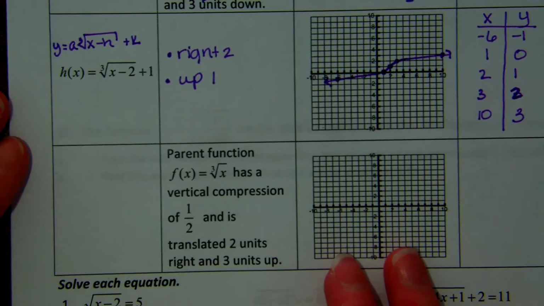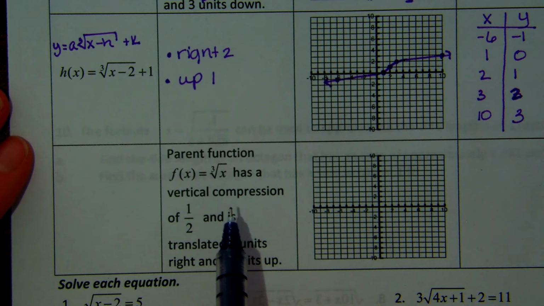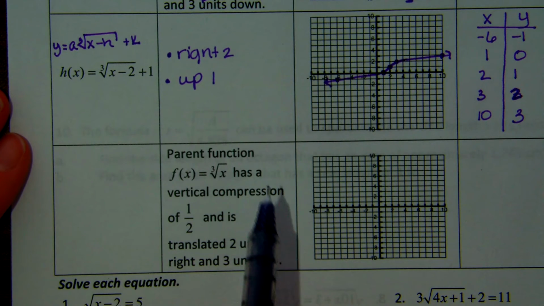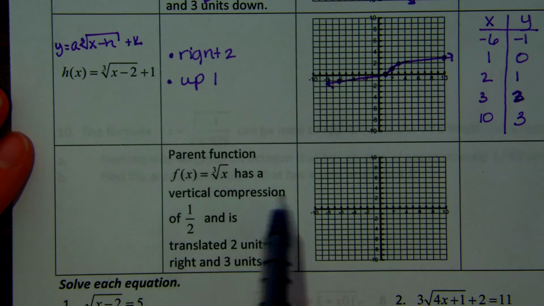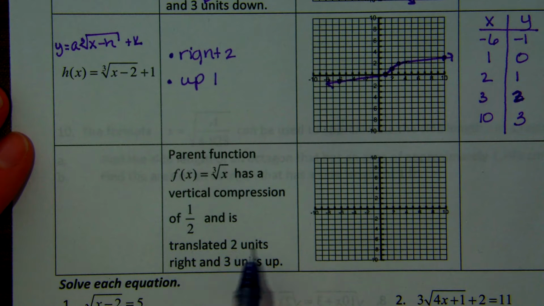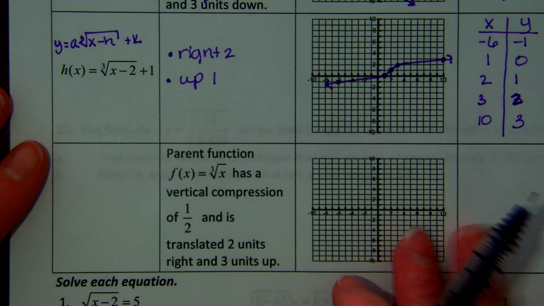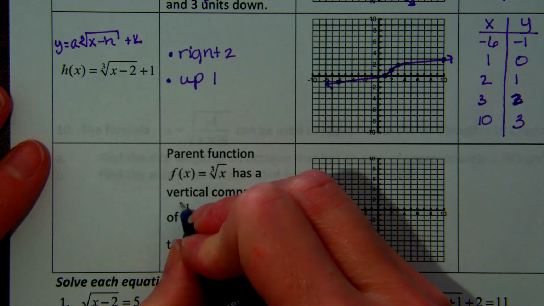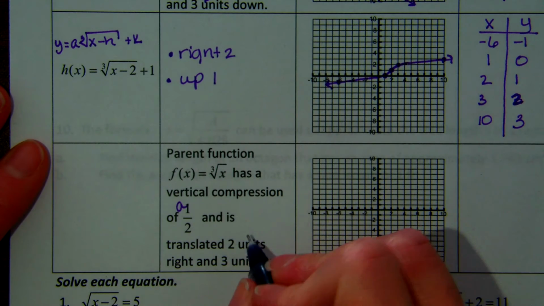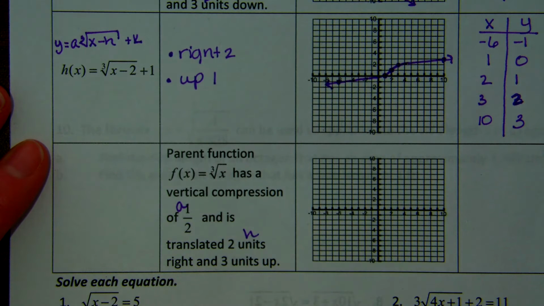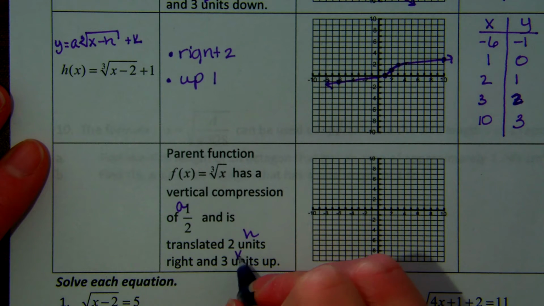All right, the second cube root function again gives us a verbal description instead of a formula. That is okay. We've got a cube root that has a vertical compression of 1/2 and is translated 2 units right and 3 units up. So vertical compression of 1/2, that's your A. 2 units right, that's your H. And 3 units up, that's your K.